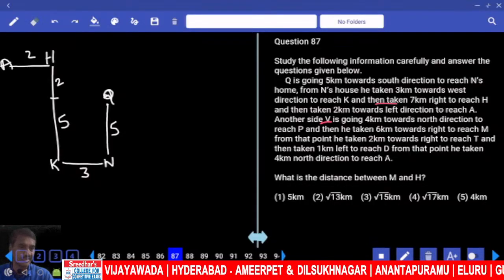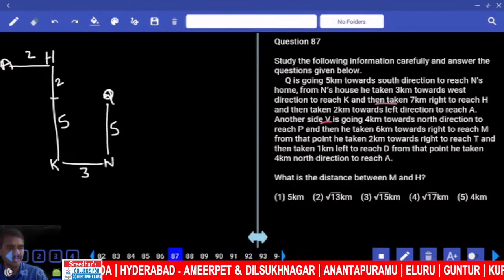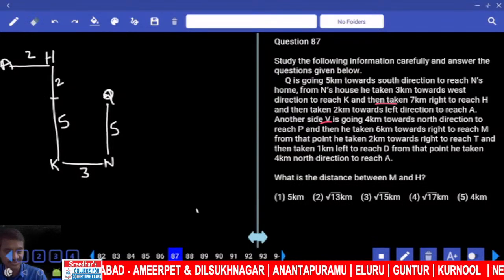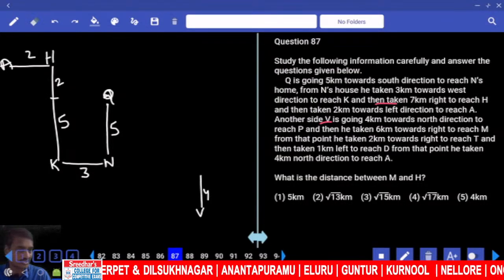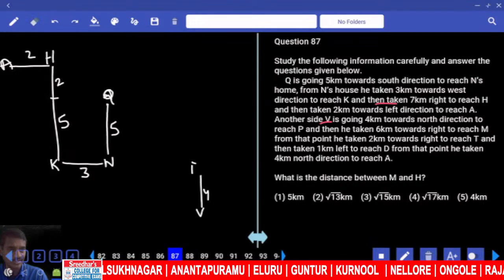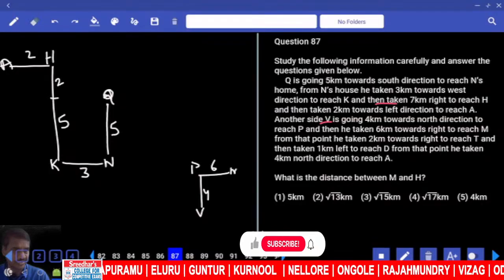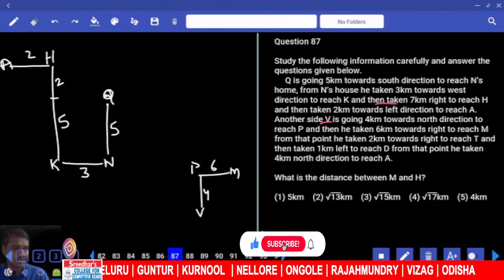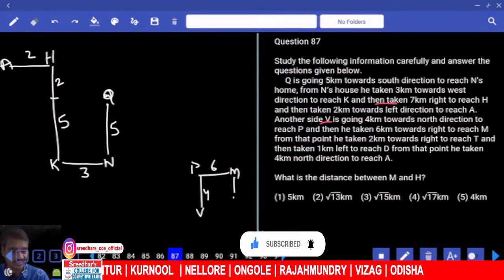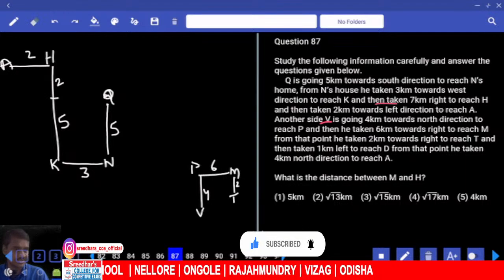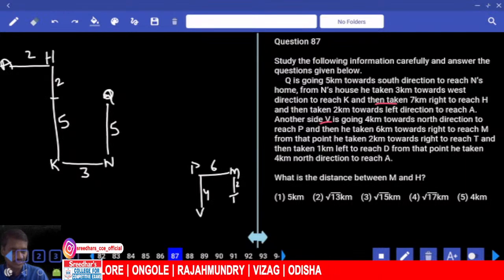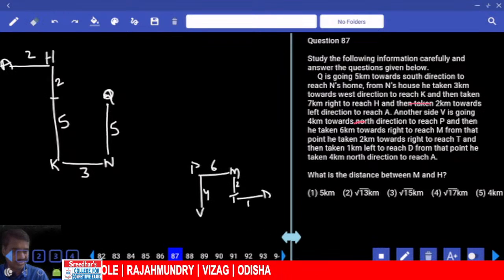Then meanwhile, on another side V is going 4 kilometers north. Another case is given. Then to reach P and then taken right hand side and 6 kilometers to reach point M. From that he took 2 kilometers towards right to reach T. And then 1 kilometer left to reach D. From that he has taken 4 meters north to reach A. Now 4 meters north to reach A.